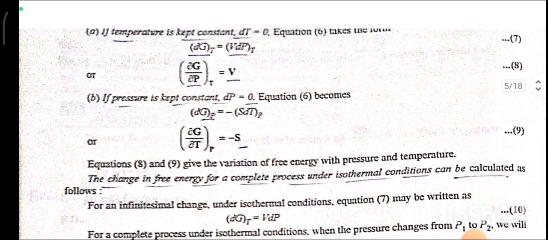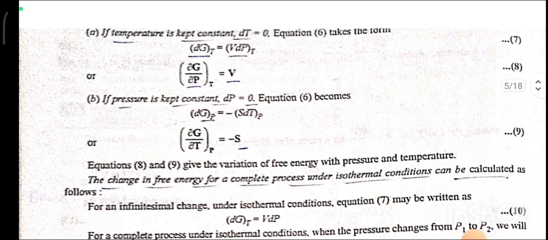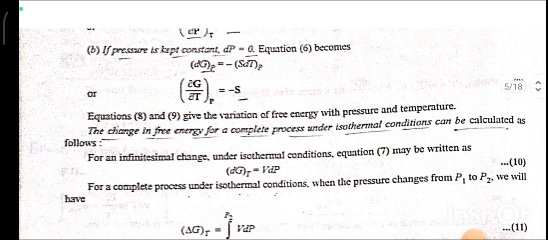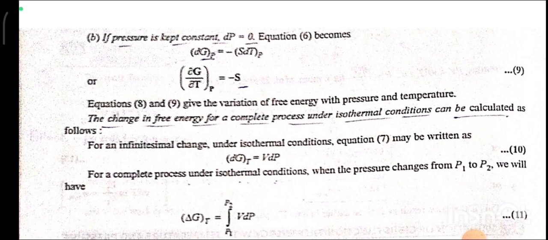If the pressure is kept constant, dP = 0, so dG at constant P = −SdT at constant P. (∂G/∂T) at constant P = −S. Equations 8 and 9 give the variation of free energy with pressure and temperature.